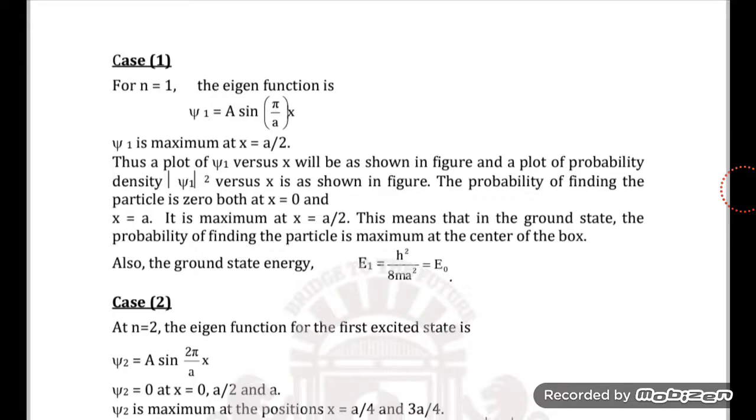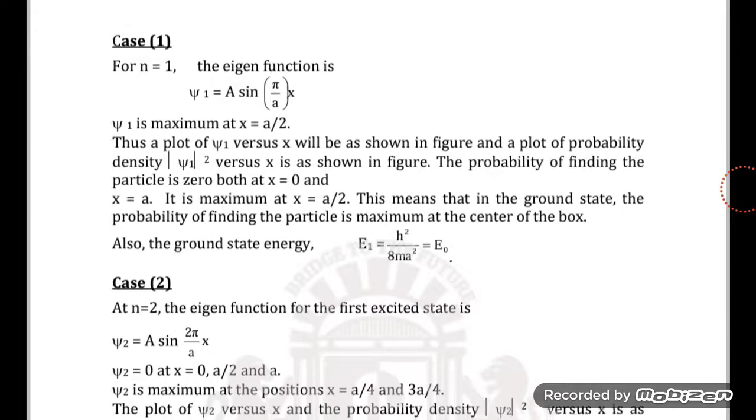It is half of the positive part of the sine function, and a plot of probability density, psi 1 mod square versus x, is shown in the previous slide, which is also positive. The probability of finding the particle is 0 both at x equal to 0 and x equal to a. It is maximum at x equal to a by 2. This means that in the ground state the probability of finding the particle is maximum at the center of the box.